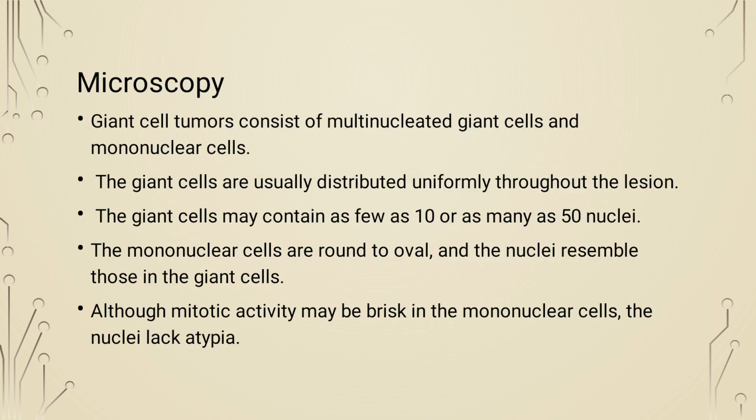Coming to the microscopy, giant cell tumor consists of multinucleated giant cells and mononuclear cells. The giant cells are usually distributed uniformly throughout the lesion. The giant cells may contain as few as 10 to as many as 50 nuclei. The mononuclear cells are round to oval. The nuclei resemble those in the giant cells. Although mitotic activity may be brisk in mononuclear cells, the nuclei lack atypia.